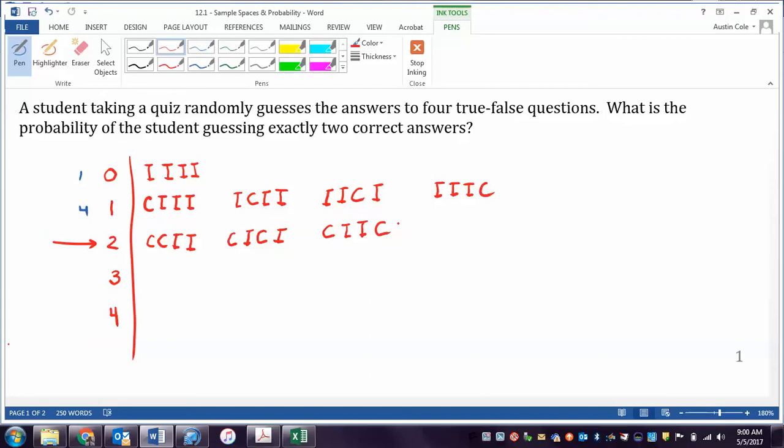Okay? Now, let's talk about the possible outcomes if he gets the first one wrong. So if he gets the first one wrong, he could get the second and third correct, and then the last one wrong. He could get the first one wrong, the second one right, the third one wrong, and the fourth one right.